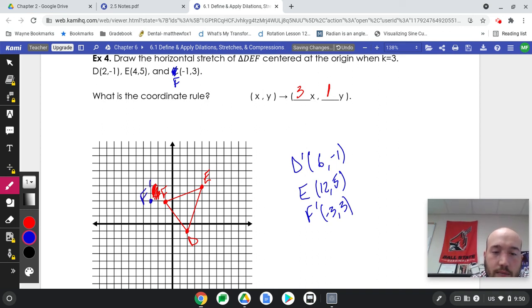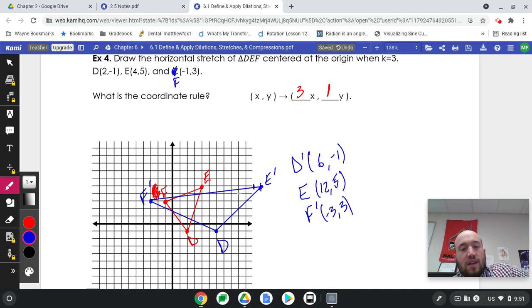D prime will be there. And E prime a little bit off. That's okay. We connect our dots. As you can see, the shape will not have the same angles anymore. It is stretched horizontally, stretched along the x-axis. Okay, the height is still the same from -1 up to 5, but it is stretched left to right.